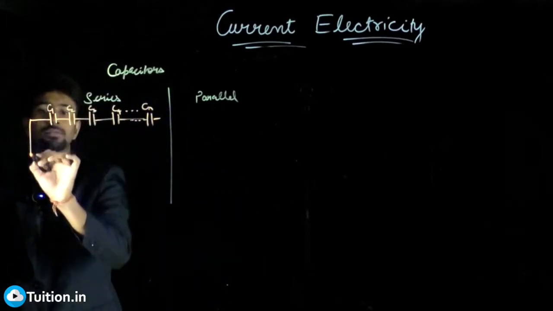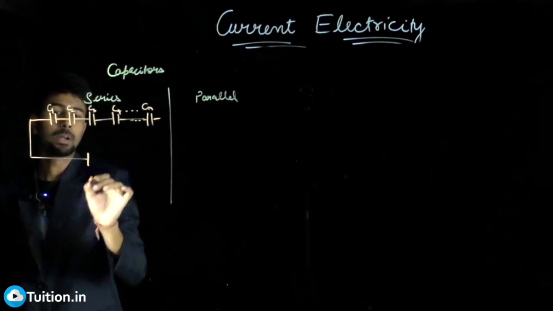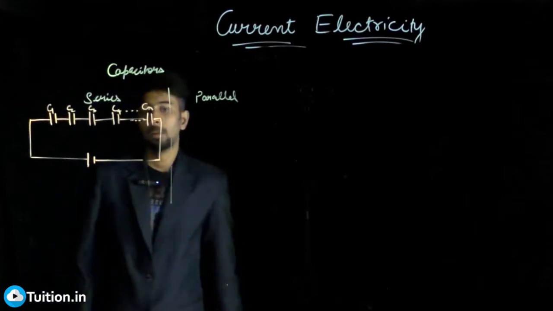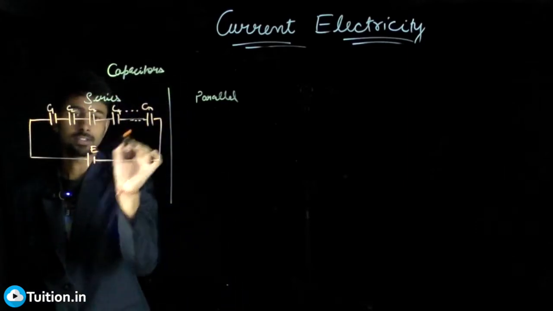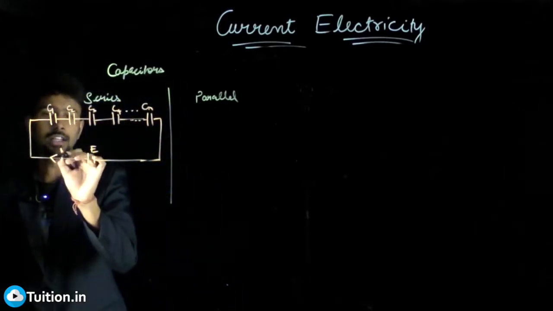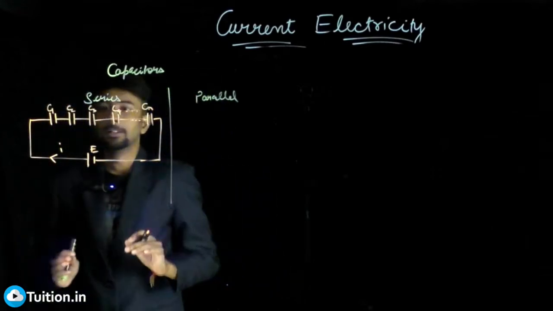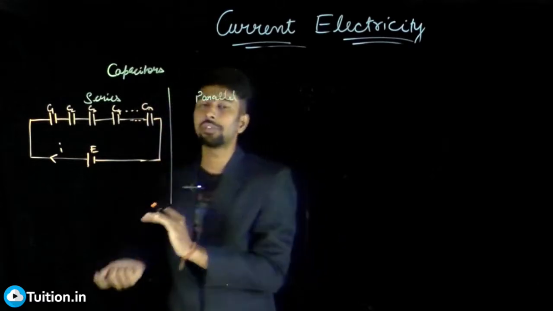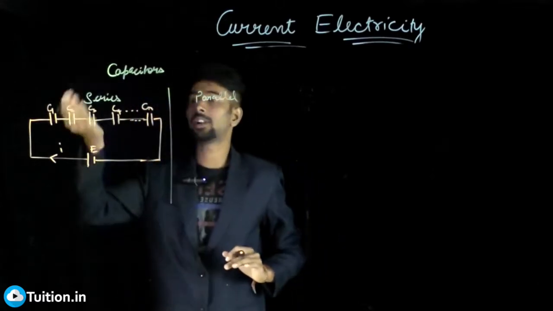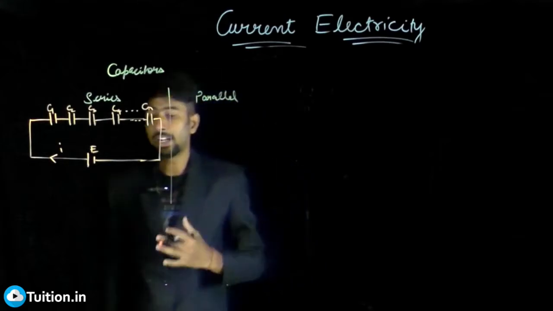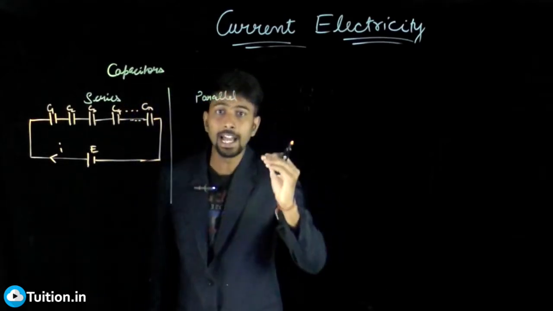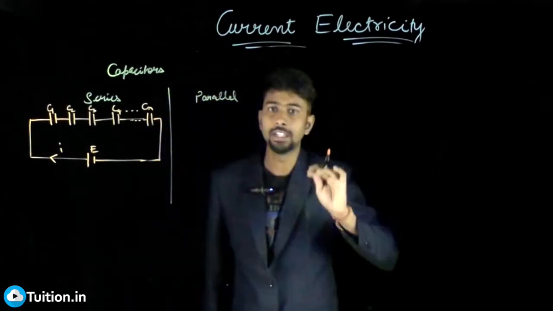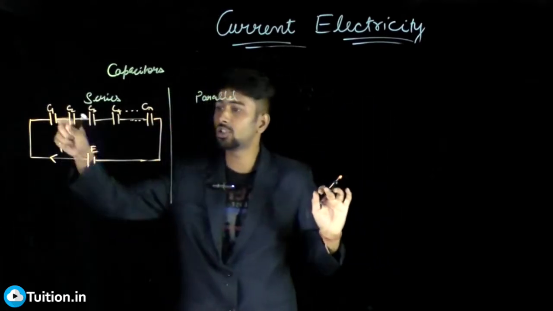So once again, the general approach is to take this system and connect it to a battery. The battery has potential E, and it gives a charge I. In case of resistors, you calculated the ratio of E and I to get net resistance, but here it's not a resistor, it's a capacitor. To get the net capacitance, you need the ratio of E and Q, not E and I. Q by V was nothing but your capacitance. So you need the ratio of Q by E.